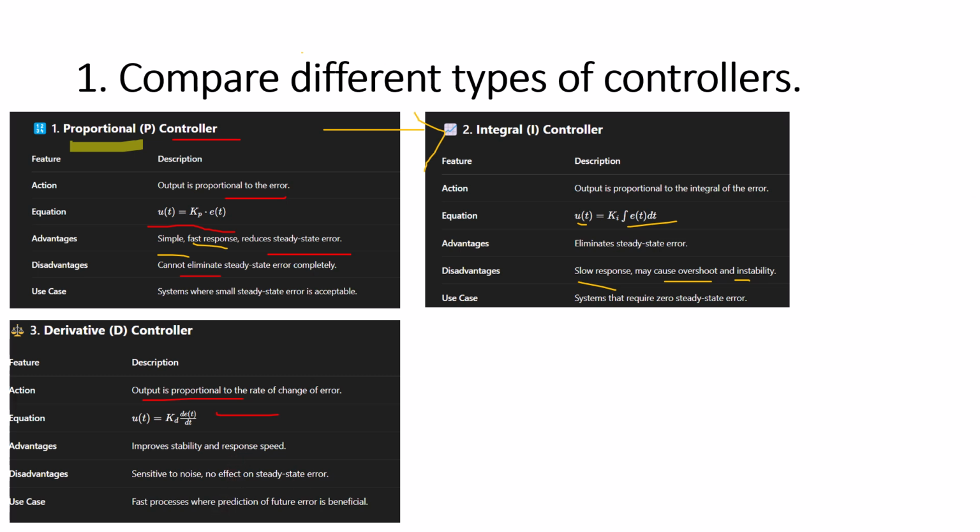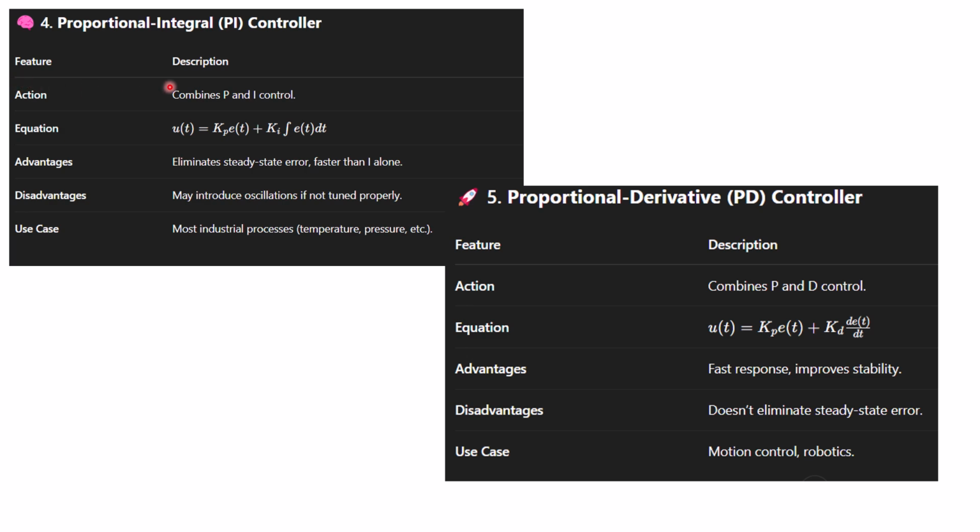Okay, so further we add these three controllers. Like PI control, that means combining P and I. P means the output is proportional to the error, plus the I controller, which we already derived, where the output is the integral of the error. With the integral controller we can eliminate the steady state error, so the advantage is it eliminates steady state error faster than I alone.